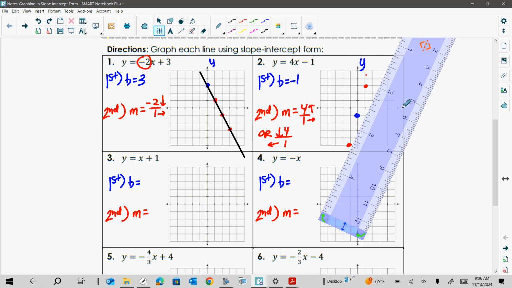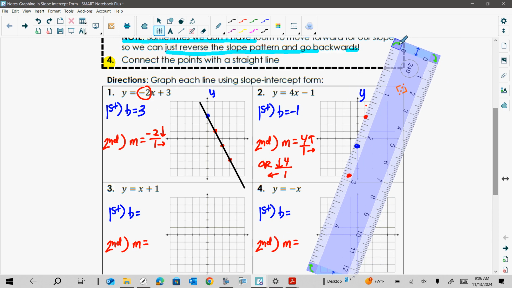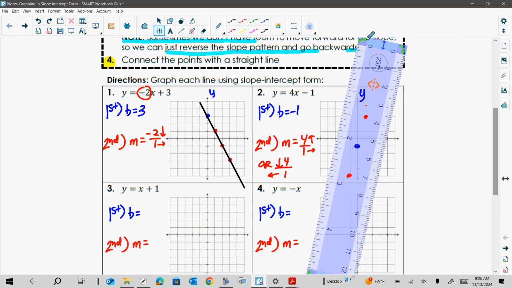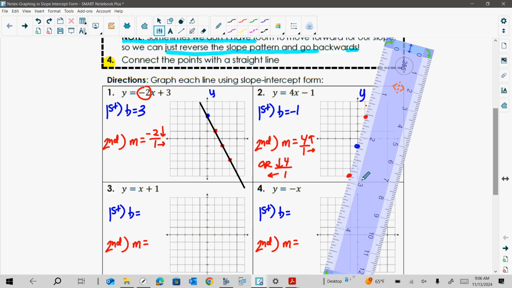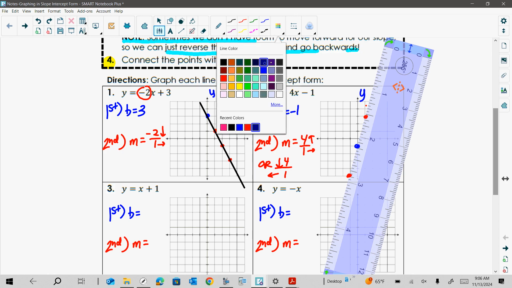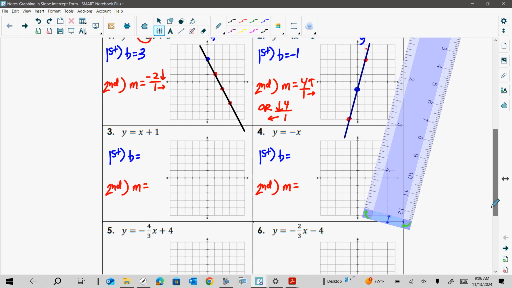So we're going to use our ruler to line up the edge of the points. Okay, I think that's right. And then we're going to draw our line through those points. All right. I know we've been writing the equation, so we're doing the same thing. Before, when we were given the graph, we were looking for these parts. Now we're using the parts to graph it.